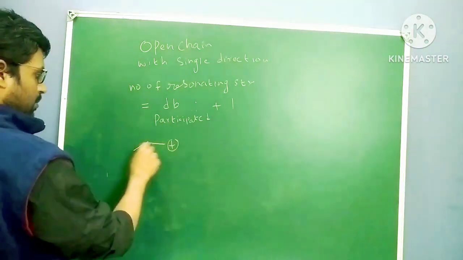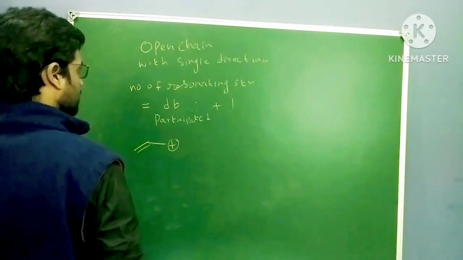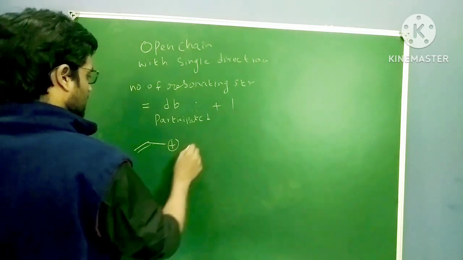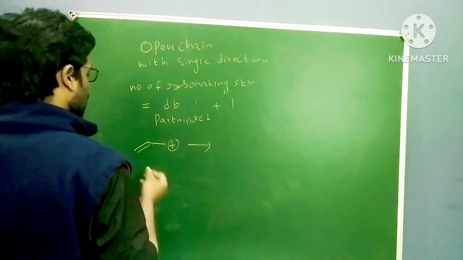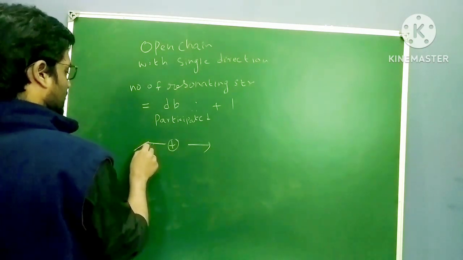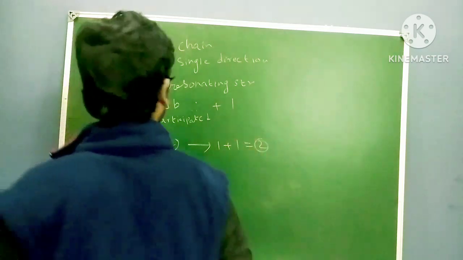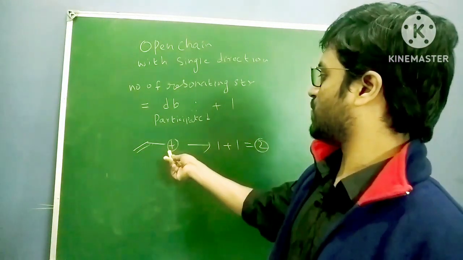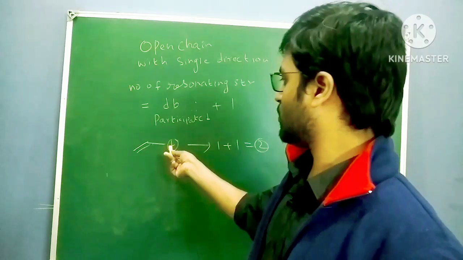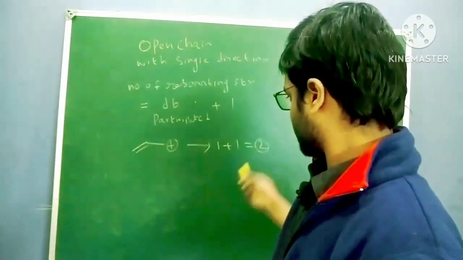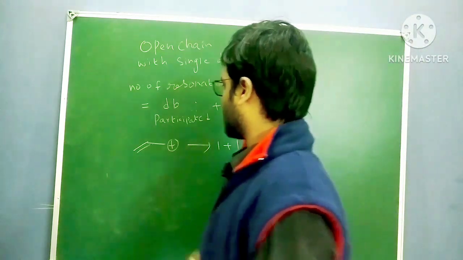So only one direction, double bond is moving towards positive, and also it is an open system. So whenever we have a system like this, the number of resonating structures, without drawing: here double bond, pi bond, 1. This is participating here, so 1 plus 1, so total 2. So if you see, total 2 resonating structures. This is one resonating structure. If you move this double bond towards here, another resonating structure, only 2 resonating structures possible. So 2 resonating structures.